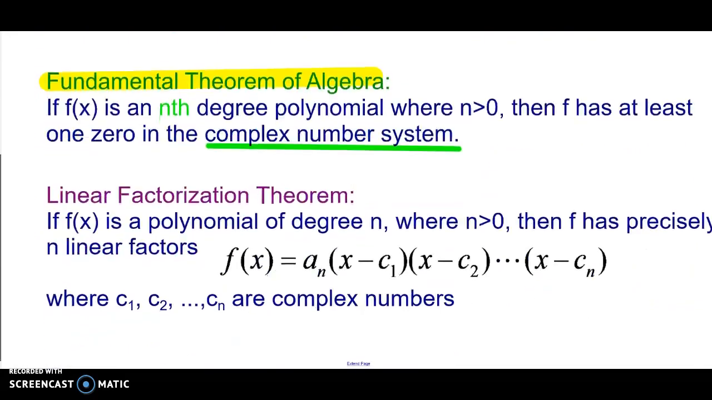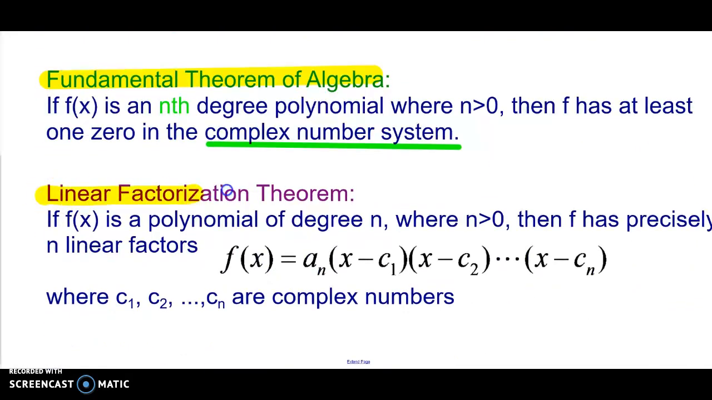Then the other one to talk about is the linear factorization theorem. We actually did an example recently related to this. It says if f of x is a polynomial of degree n, where n is greater than 0, then f has precisely n linear factors. Or in other words, whatever the degree is, that's how many linear factors we would have, which again makes sense to us. Nothing too crazy.